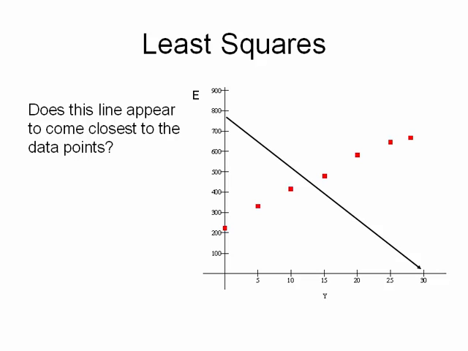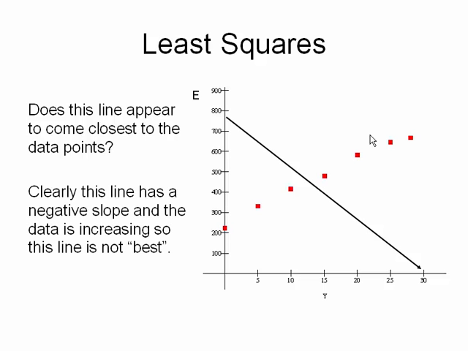So I've drawn a graph on here of a linear function, and if I were to ask you, is this the best line, you'd probably say no, that's nowhere close. It does come close to some points. In fact, there's a pair of points here that are close to the line, but none of the rest of these points at the beginning and the end even come close. So clearly this line has a negative slope, and the data is increasing, so we'd expect to have a line that has positive slope, so this isn't the best one.